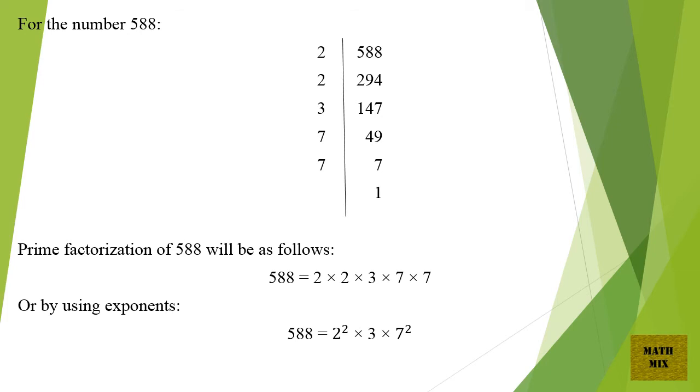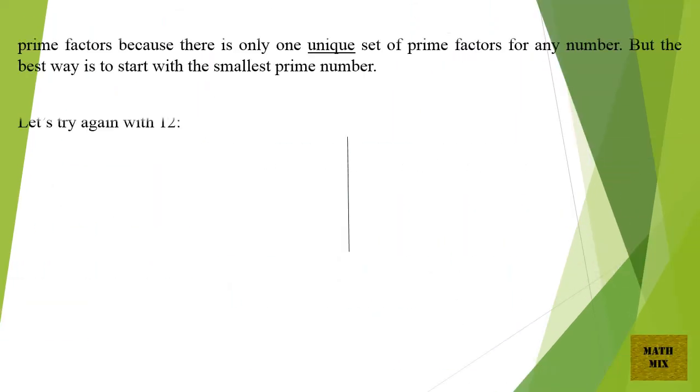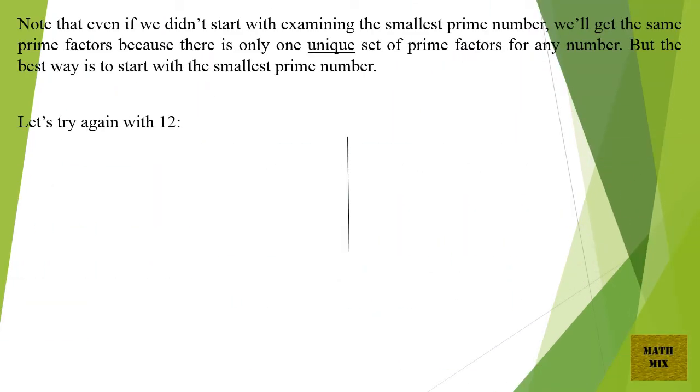Prime factorization of 588 will be as follows. 588 equals 2 times 2 times 3 times 7 times 7. Or by using exponents, 588 equals 2 squared, times 3, times 7 squared. Note that even if we didn't start with examining the smallest prime number, we'll get the same prime factors because there is only one unique set of prime factors for any number. But the best way is to start with the smallest prime number.